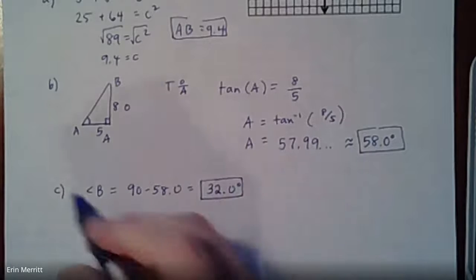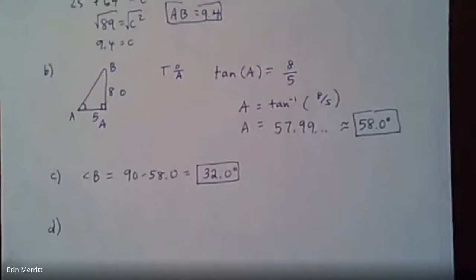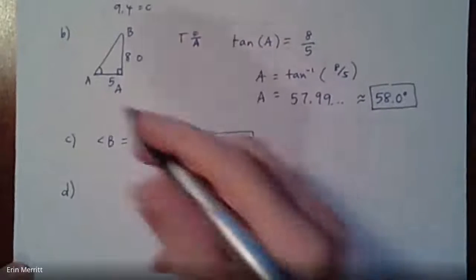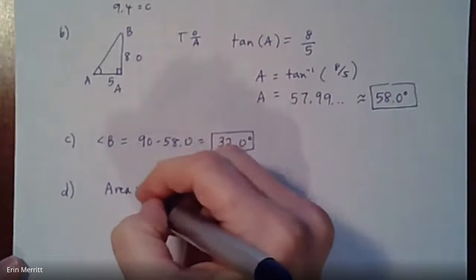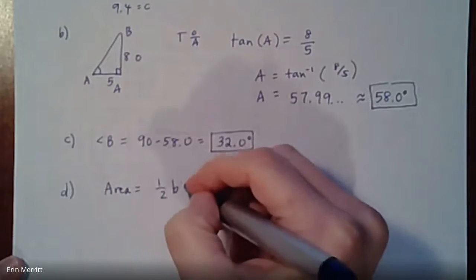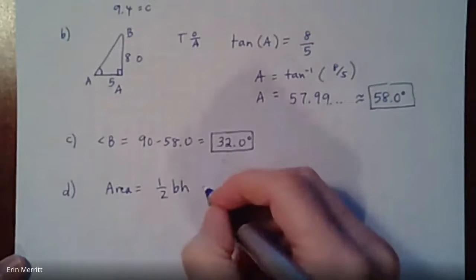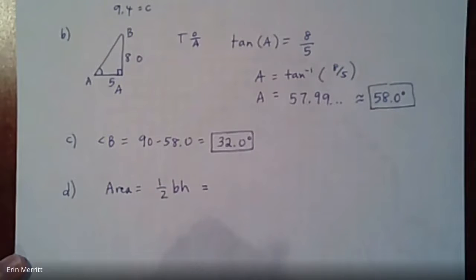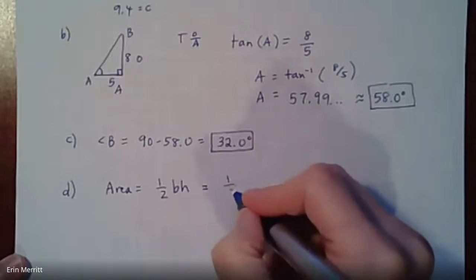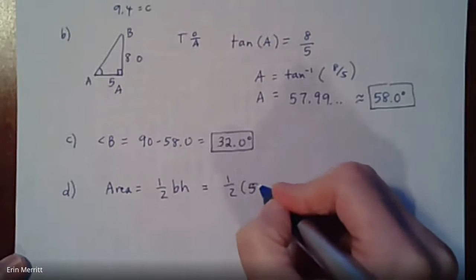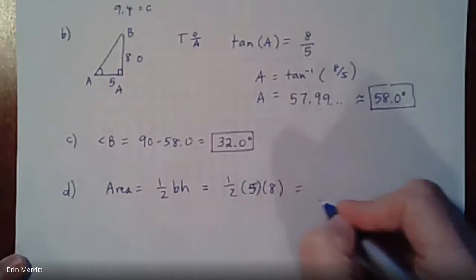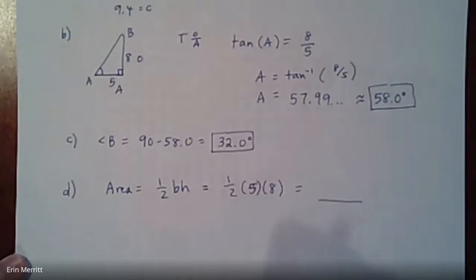All right, and then the last thing, to find the area of the triangle. Remember, area formula is 1/2 base times height. Your base and your height are the two legs of that triangle. So 1/2 of 5 times 8. Get that final answer. It's your video question, and finish on up your notes.